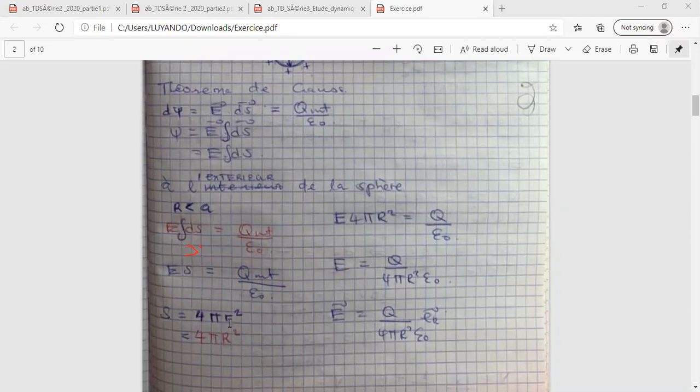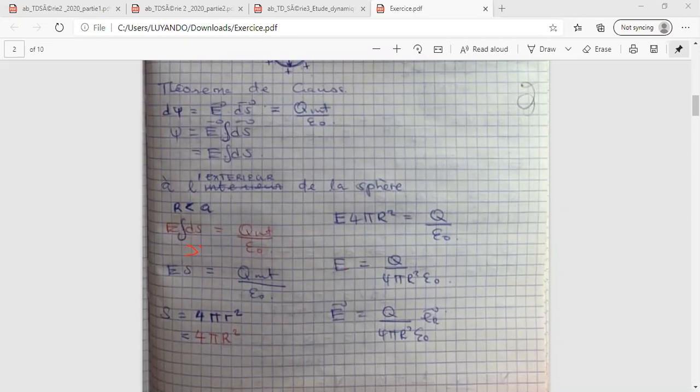Since we've established that we've got a Gaussian surface around, and from the origin to the point P is the radius, we're going to have E times 4 pi R squared equals Q over epsilon 0. And we're trying to find the champ. Don't forget, we're trying to find the champ. So we make E the subject of the formula, and this is what we're going to have, in the direction e_r. Are there any questions? So this is the champ for the exterior.